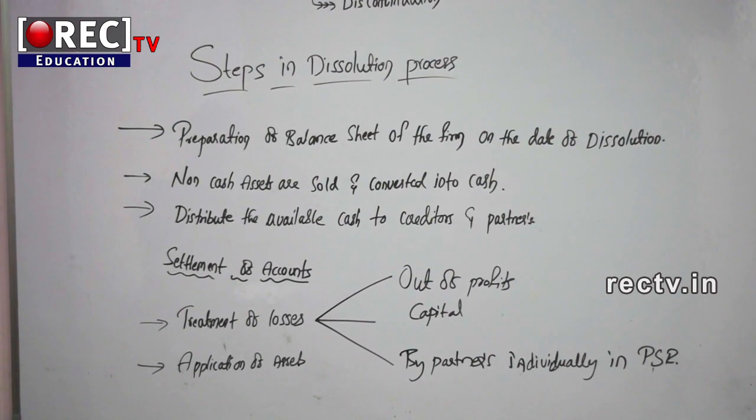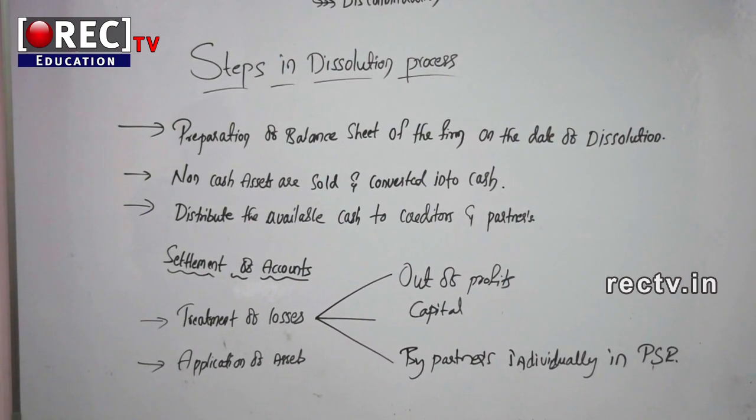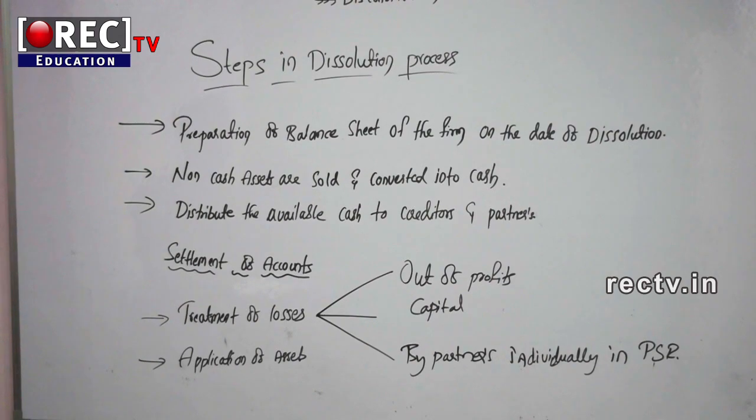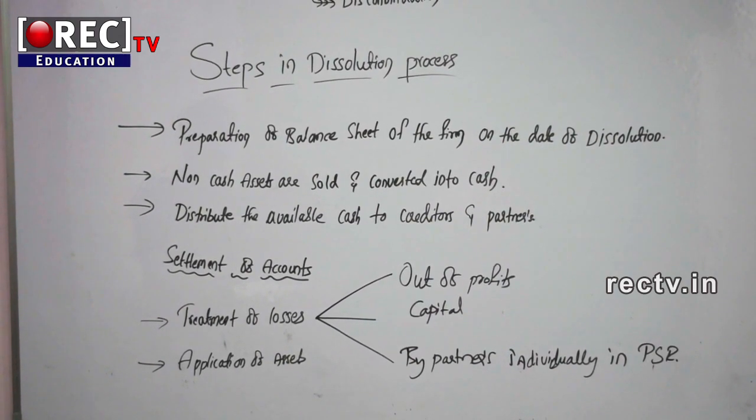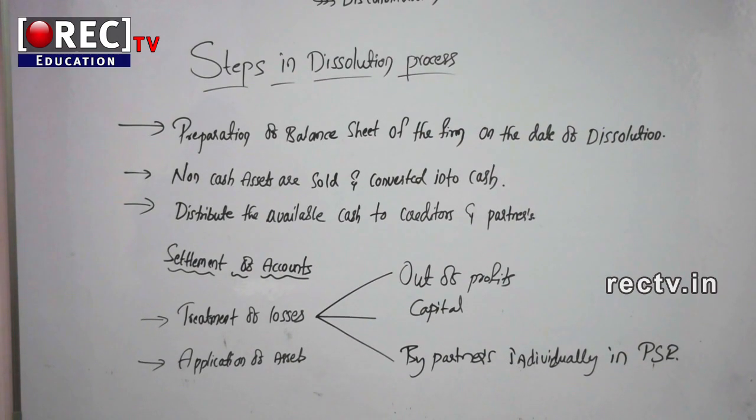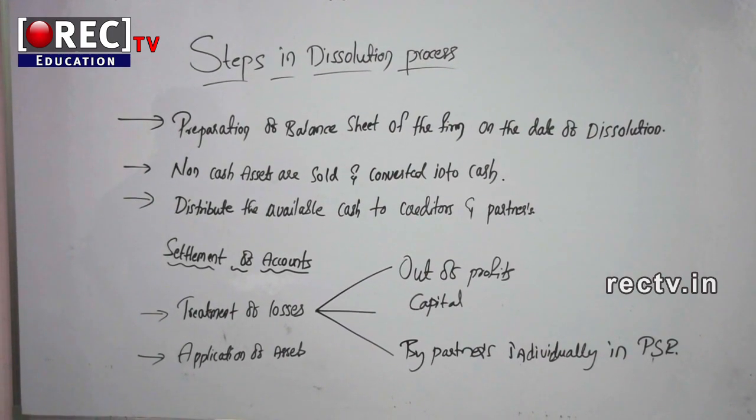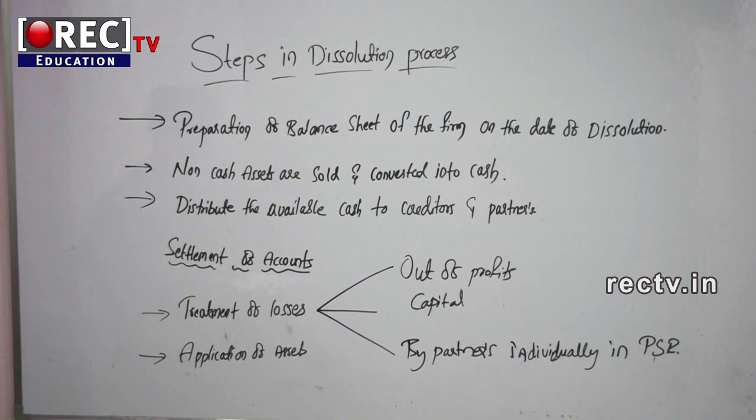So you are going to dissolve your firm on the 6th June, so you have to create a separate balance sheet between 31st March and 6th June of 2015. This is the meaning of the first point, that is, preparation of the balance sheet of the firm on the date of dissolution. And the second, that is, non-cash assets are sold and converted into cash.